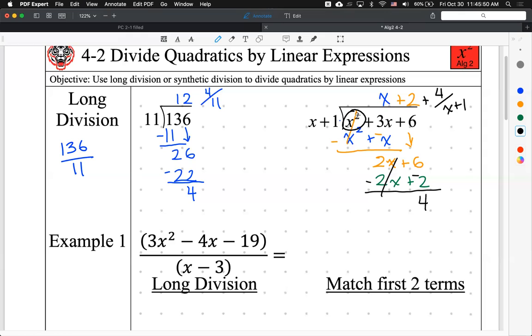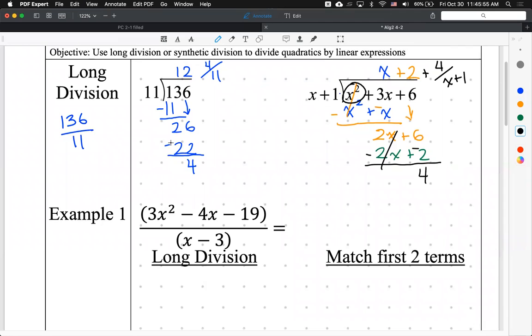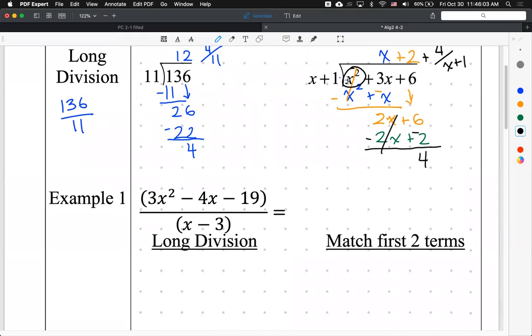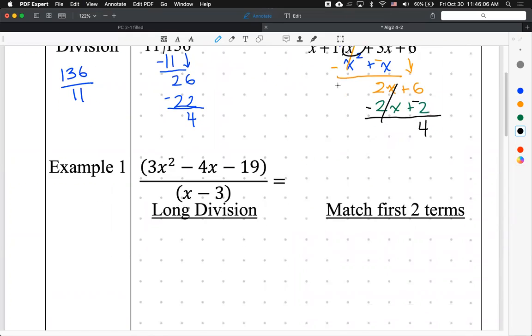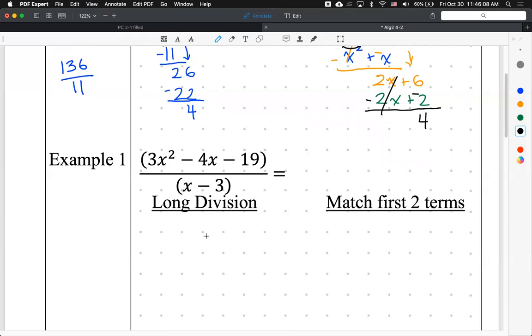Let's try another one then. Example number 1. I have the fraction, so I'm going to set it up. Notice that my denominator is nice and small, which means this number to the left of my equation, does it have a symbol name? I don't even know. I'm going to have x minus 3 on the left. And give yourself some room up top, because remember, that's where the answer goes. So don't write on this line. Go and skip down a line. So my new problem is x minus 3, and that's going to go into 3x squared minus 4x minus 19.